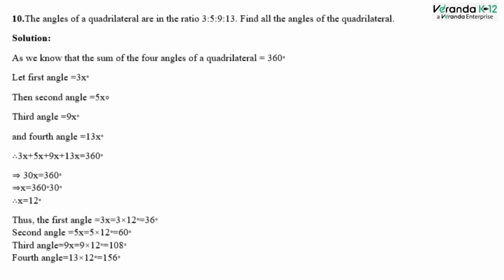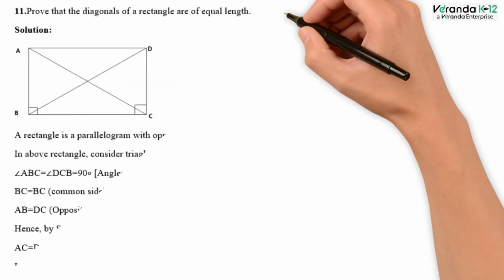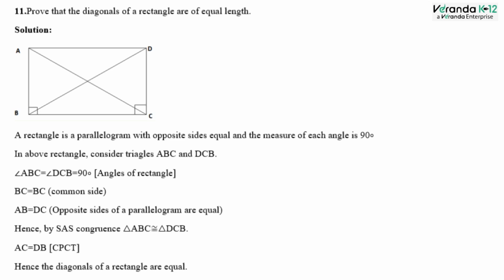Our next question is, prove that the diagonals of a rectangle are of equal length. To prove it, we know that a rectangle is a parallelogram with opposite sides equal and the measure of each angle is 90 degrees.